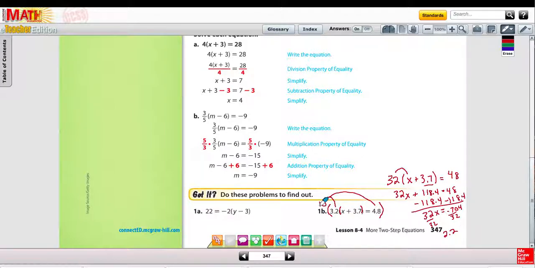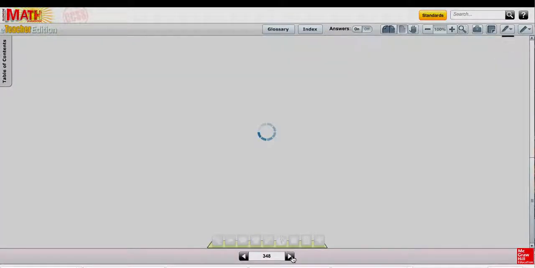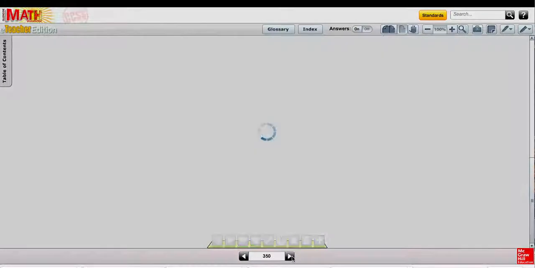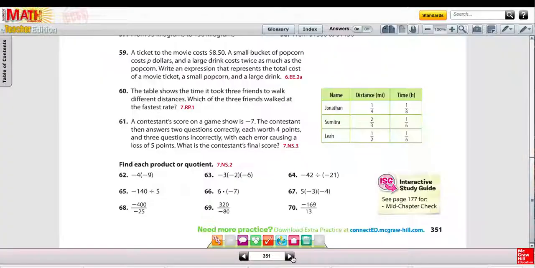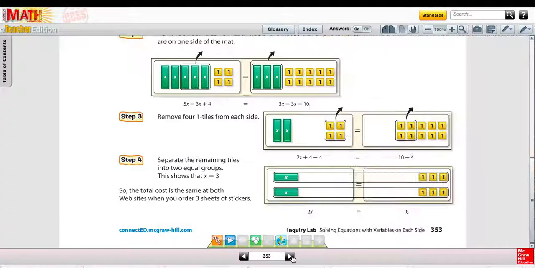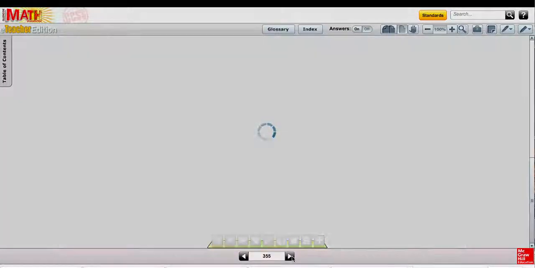Okay. Moving on to lesson 8.5, you are going to be solving equations with variables on each side. And I went ahead and wrote in your what you'll learn statement. What does it mean by each side? It means that there are variables on each side of the equal sign. And in that case, we have a multiple step equation, 3 or 4 steps total.